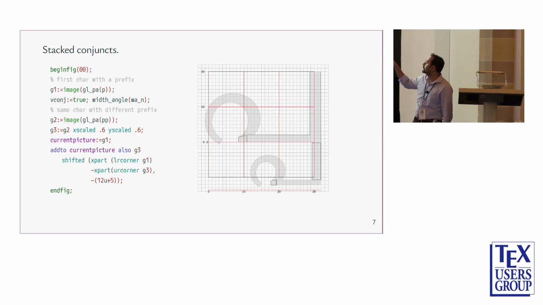And then scale it down by say 60% and set the current picture to the first path, add the second picture to it, shifting it further down and align it to the right side, which is obtained using the X part of the lower right corner of the top glyph and with the upper right corner of the lower glyph. There are a couple of booleans that I didn't explain, which I will come to, especially the V conjunct.